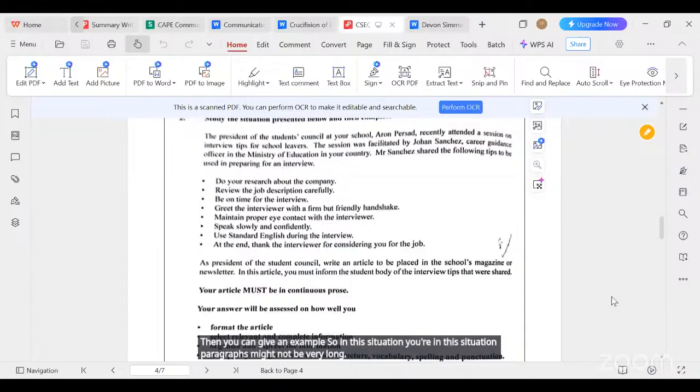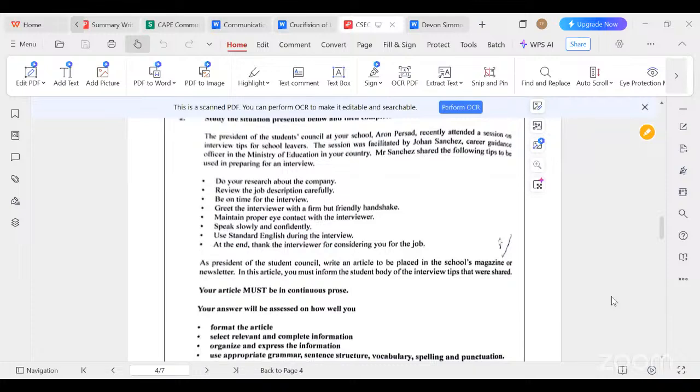So if you say something like, firstly, Mr. Sanchez shared that the interviewee should do his or her research about the company, full stop. That is, comma, whichever organization you intend to apply to, make sure that you access information about that organization with the expectation that you might be asked questions about the organization.